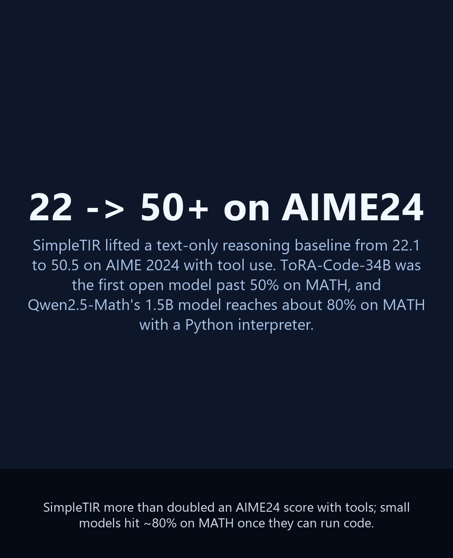And the results are dramatic. Simple TIR more than doubled a text-only reasoning score on the AIME 2024 competition, from 22 up to over 50. Microsoft's rStar was the first open model to pass 50% on the hard math benchmark. And Qwen 2.5 Math shows even a tiny 1.5 billion model reaches about 80% on MATH once it can call a Python interpreter. Tools raise the ceiling, not just the average.